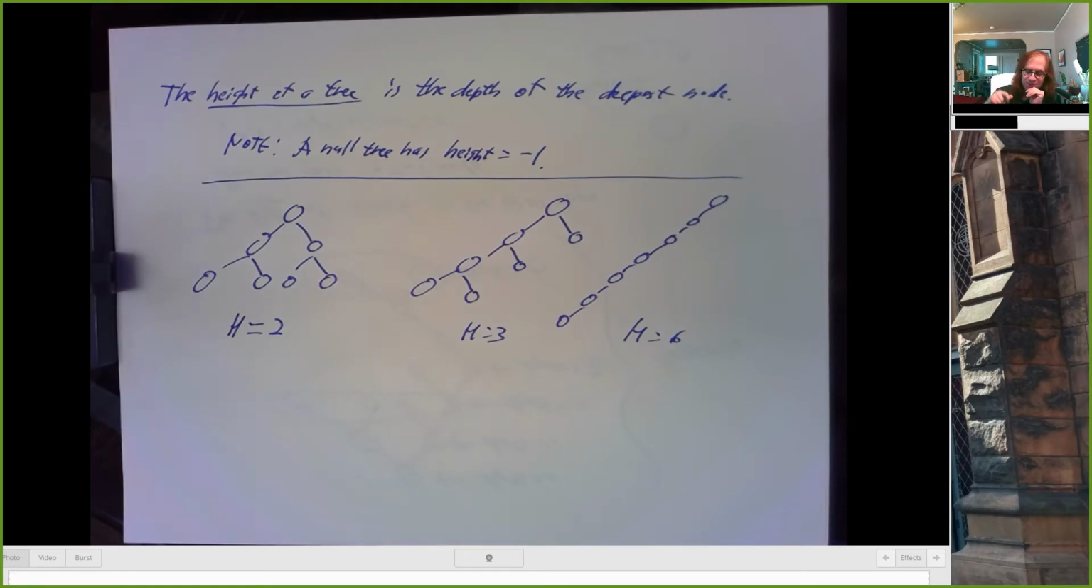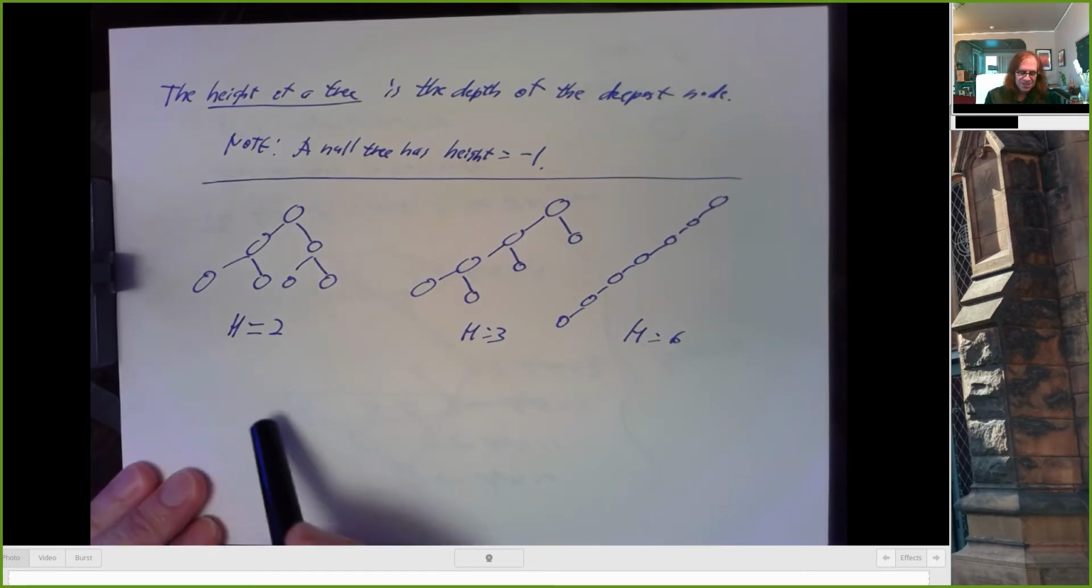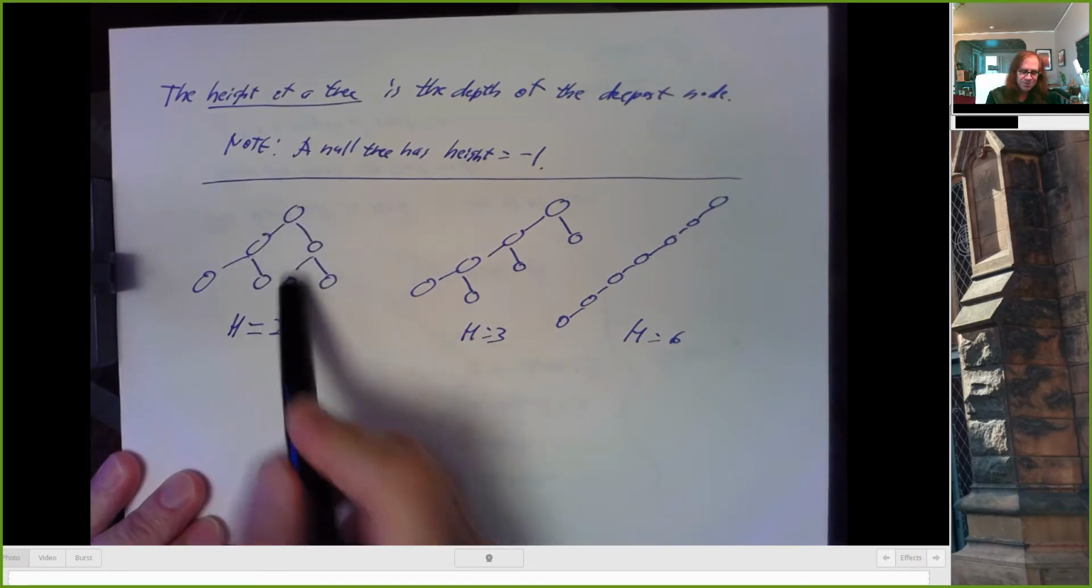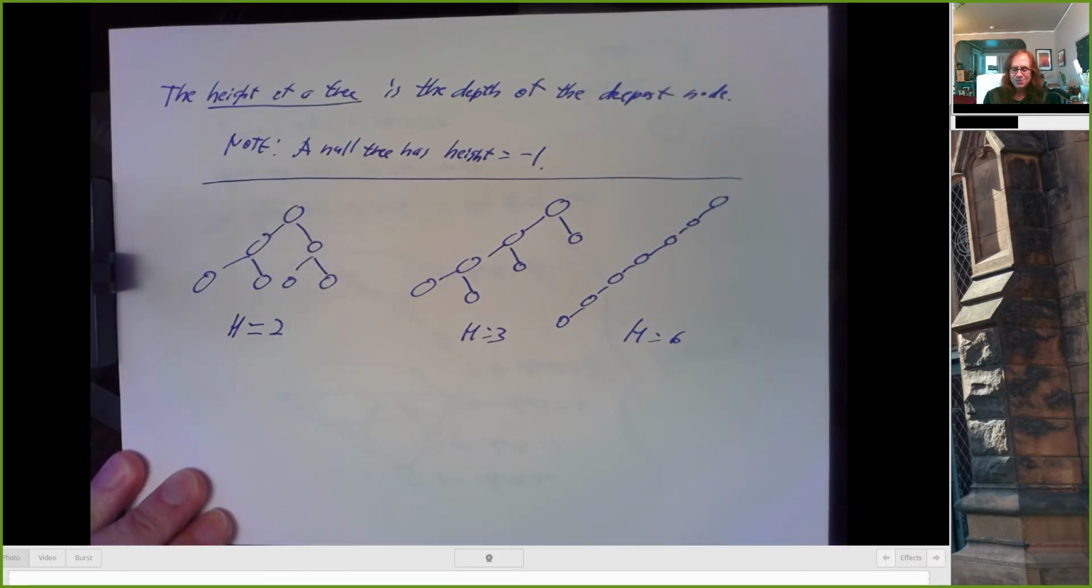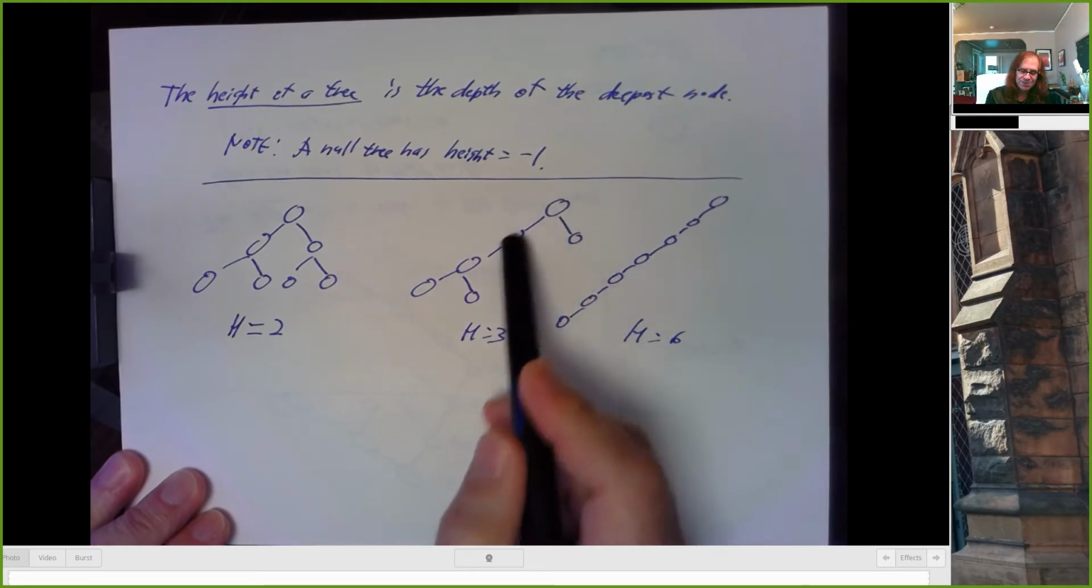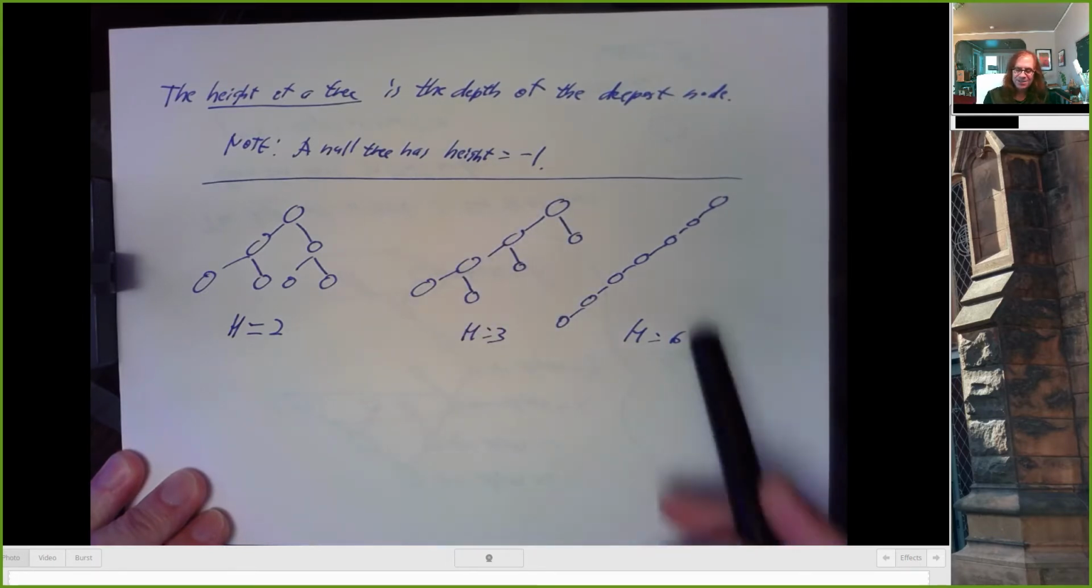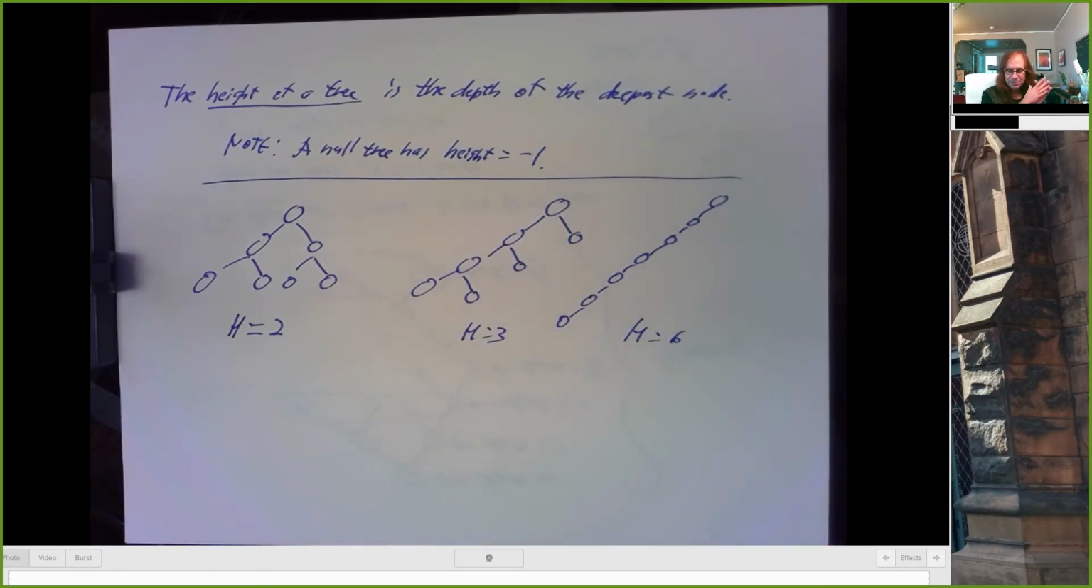And here's the punchline about heights, right? The shorter your tree, the less work you have to do to look for something. Since the height is 2, we know we have to do 1, 2, 3 operations at most. Here the height is 3, we might have to do 1, 2, 3, 4. Here the height is 6, we might have to do 7 operations.